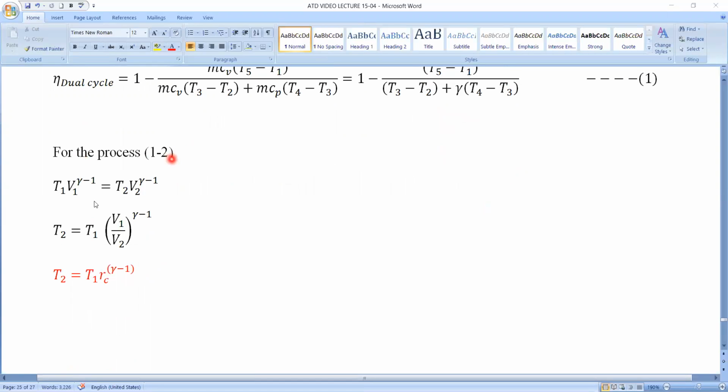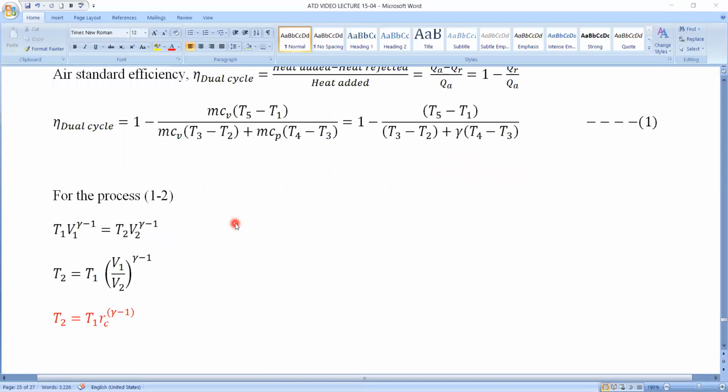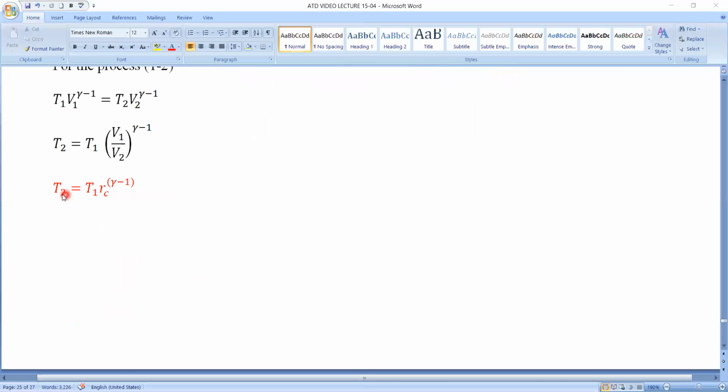For the process 1 to 2, the TV relationship is T1 V1 raised to gamma minus 1 equals T2 V2 raised to gamma minus 1. Just do the cross multiplication. So T2 equals T1 into V1 by V2 raised to gamma minus 1. T1 as it is, because what is our main intention? To write all the temperatures in terms of T1. Now V1 by V2 is the compression ratio, that is RC, raised to gamma minus 1 as it is. So we have written T2 in terms of T1.